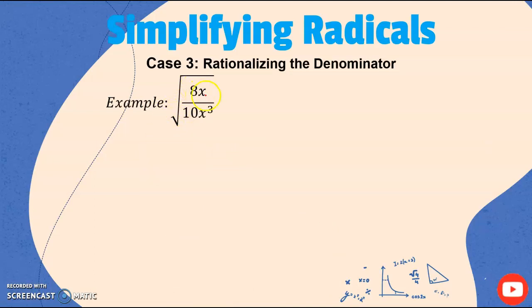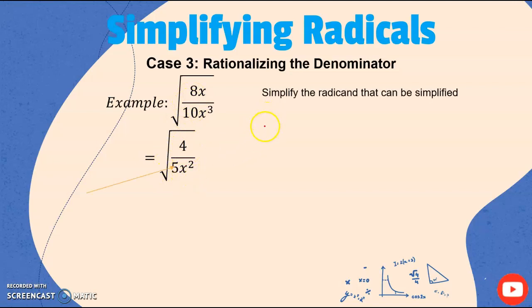Okay? So 8x all over 10x cubed. There are times that again we can simplify the radicand, so we have to simplify it first. So 8 and 10 they have something in common, right? And then x and x cubed they have something also in common, so you have to subtract the exponent. 3 minus 1 is gonna be x squared, and then 4 over 5. Now take note that 5 again bawal lumabas, okay, since it's not a perfect power of 2, and then x squared pwede nang lumabas kasi perfect power of 2, and si 4 din perfect power of 2.